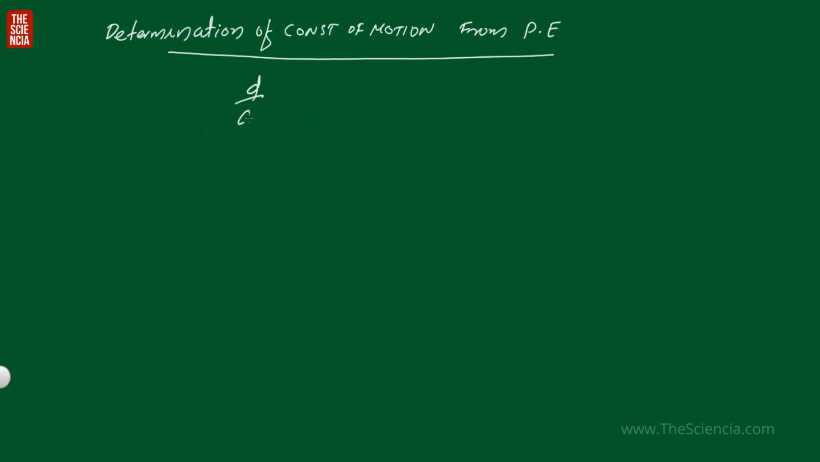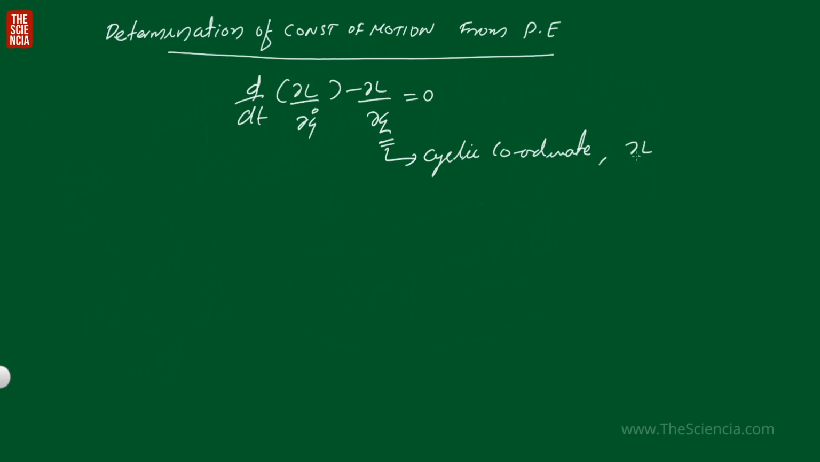You know, d by dt of dou L by dou q dot minus dou L by dou q equals 0. This is the Euler-Lagrange equation. And if this q is a cyclic coordinate, then dou L by dou q will be equal to 0. Then we can say this term, that is dou L by dou q dot, that will be equal to p. It will be a constant of motion.